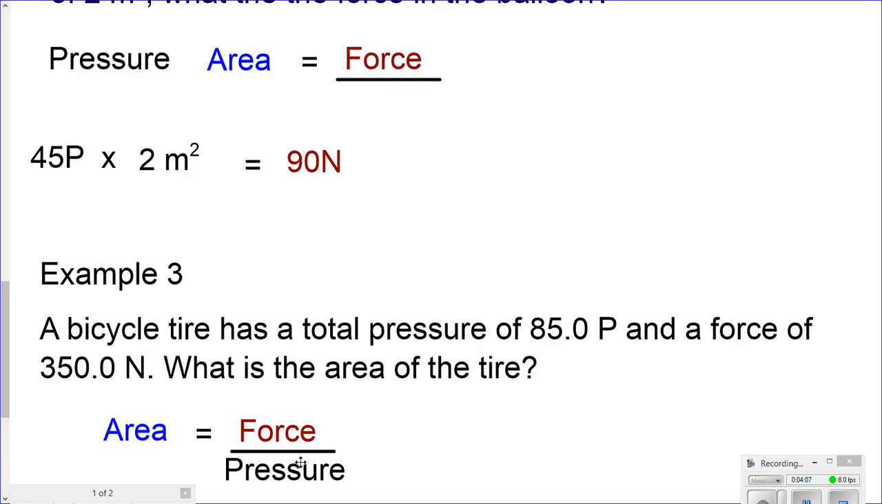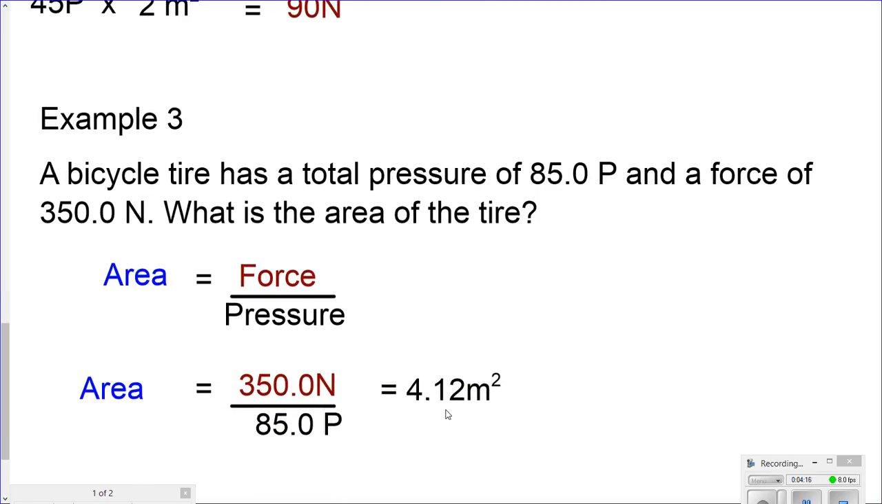And I do have the force, and I do have the pressure. The force is 350, and the pressure is 85 pascals. Therefore, plug in those values. 350 newtons divided by 85 pascals gives me 4.12 meters square. I need you to pay close attention to the units.